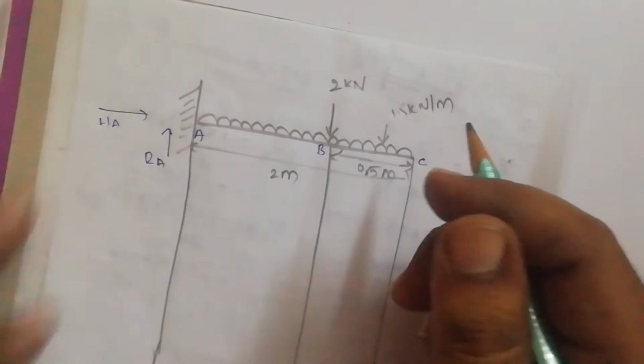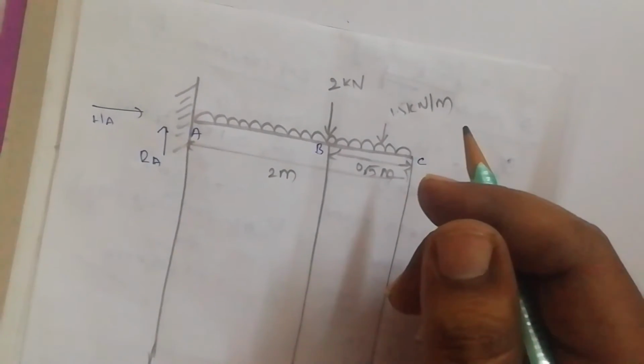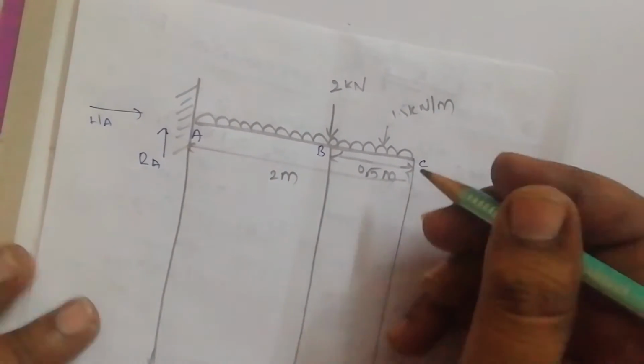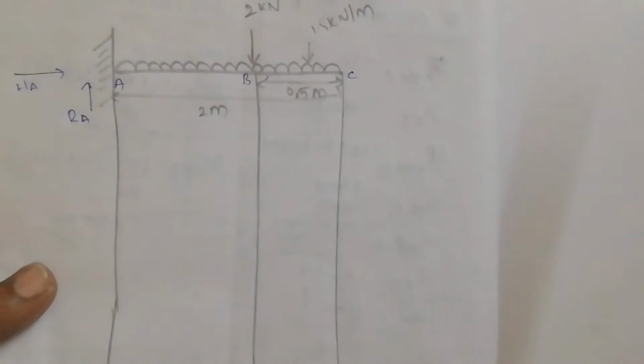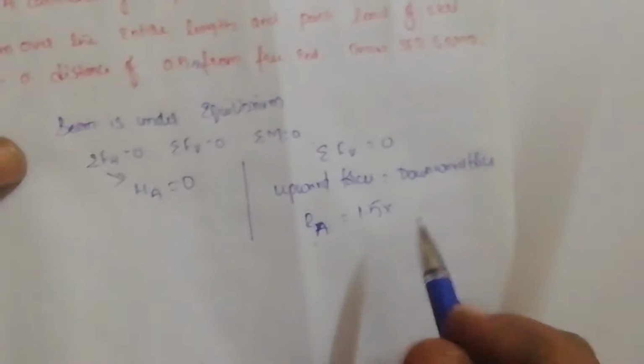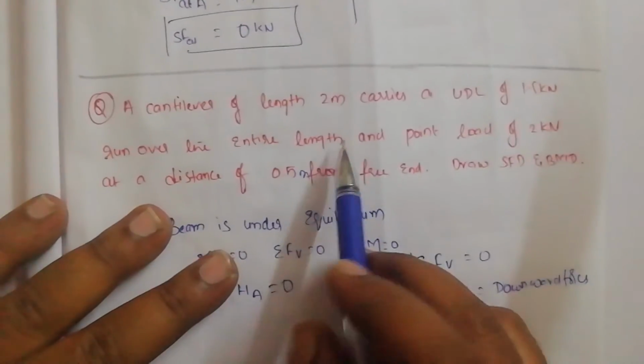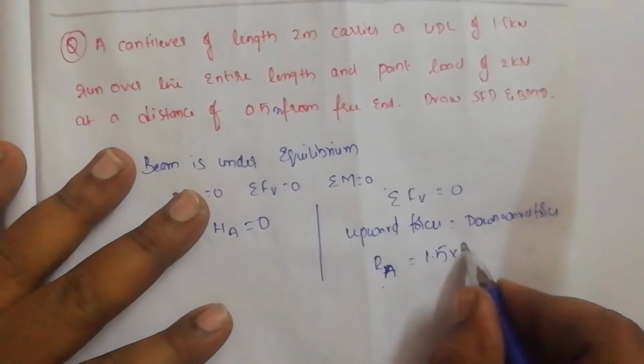1.5 kilonewton per meter. So what is this 1.5 kilonewton per meter? You have to understand that this is per meter, so you have to multiply with the entire length. What is the entire length of the UDL? In the question they have clearly mentioned it is for 2 meters.